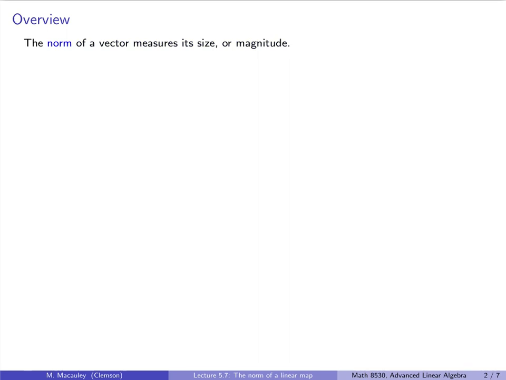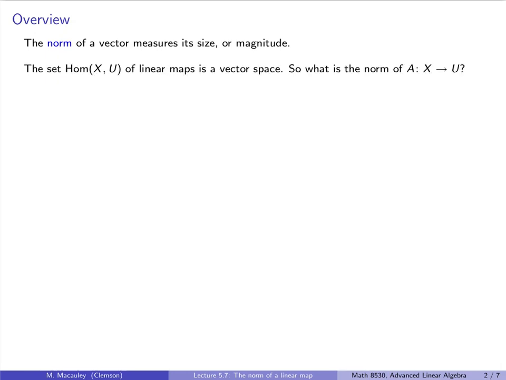As we've seen, the norm of a vector measures its size or magnitude. The set of linear maps between two vector spaces, say X and U, is itself a vector space. We can add or subtract linear maps, or we can multiply them by scalars. So we can ask, what is a natural notion of norm on this vector space? In other words, given a linear map A, what is the norm of that? What does that mean? What would that represent?